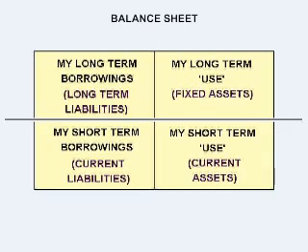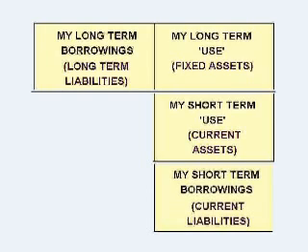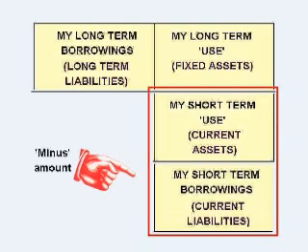A more modern approach involves moving the current liabilities from the left to the right. When it lands on the right, it becomes a minus amount. But of course, current assets minus current liabilities is our old friend working capital.